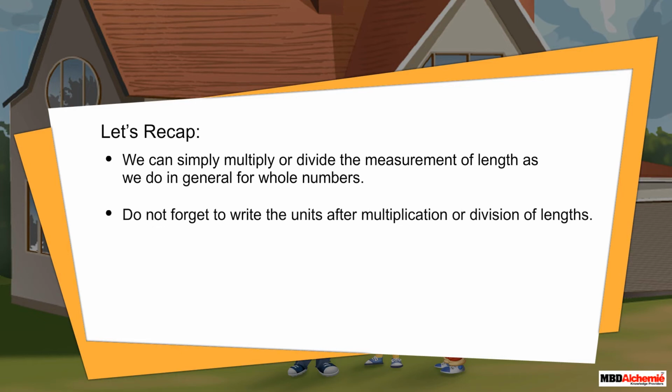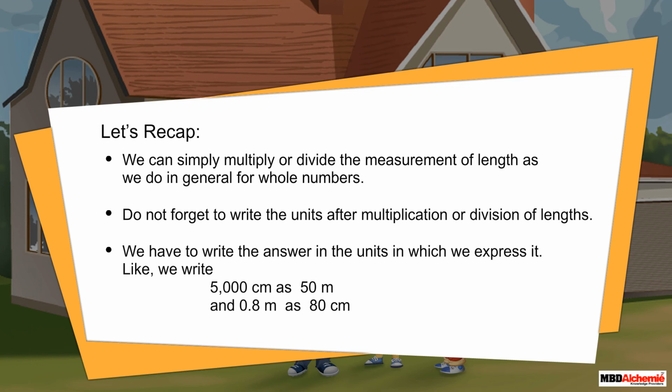Do not forget to write the units after multiplication or division of lengths. We have to write the answer in the units in which we express it. Like we write 5,000 centimeters as 50 meters or 0.8 meters as 80 centimeters.